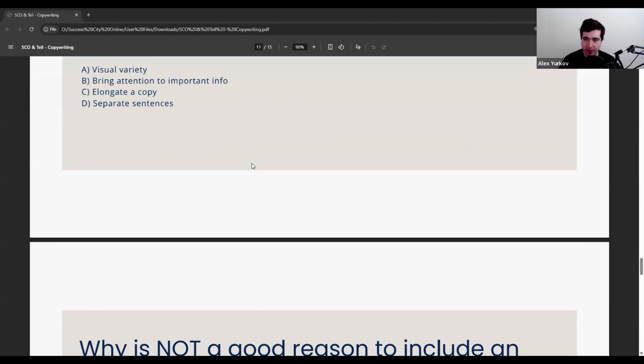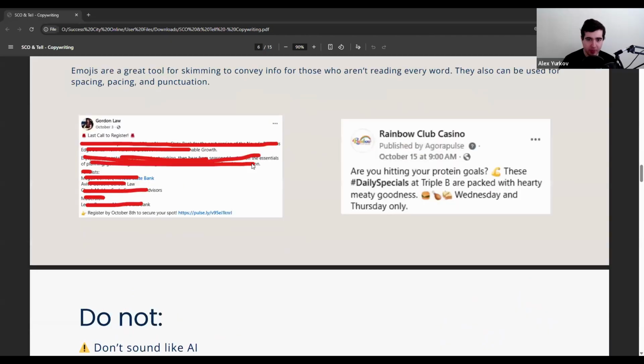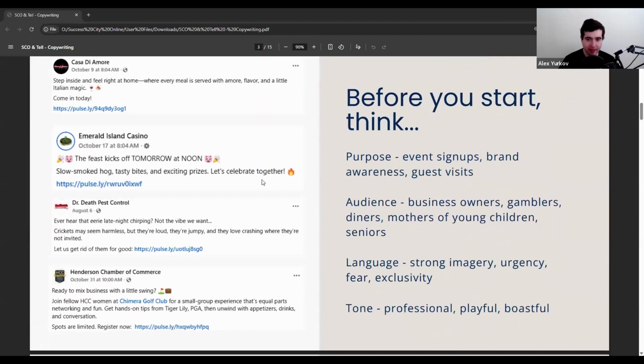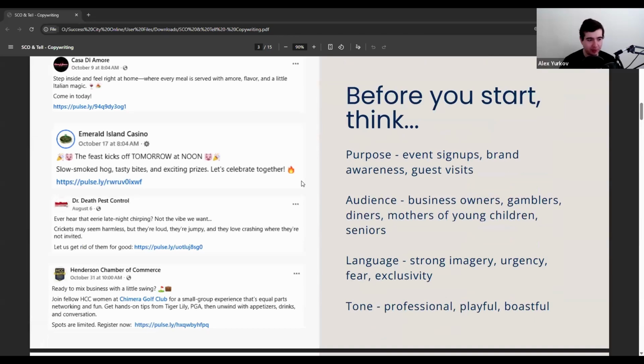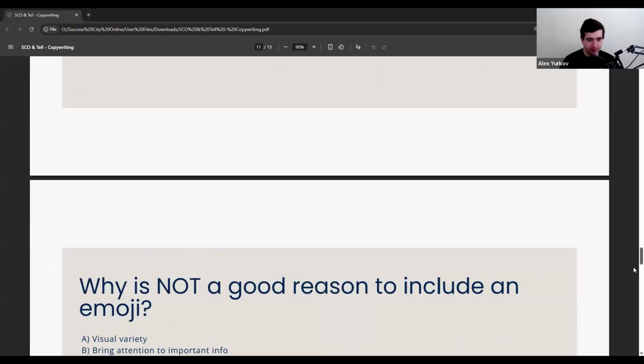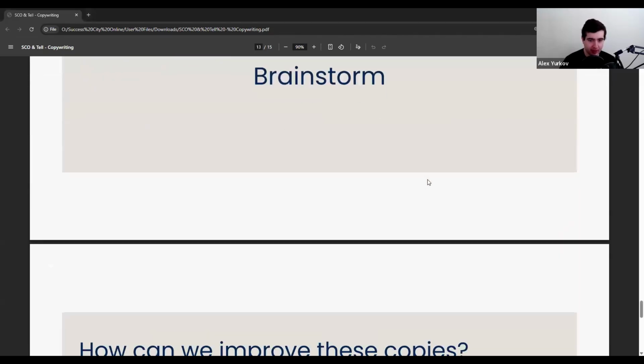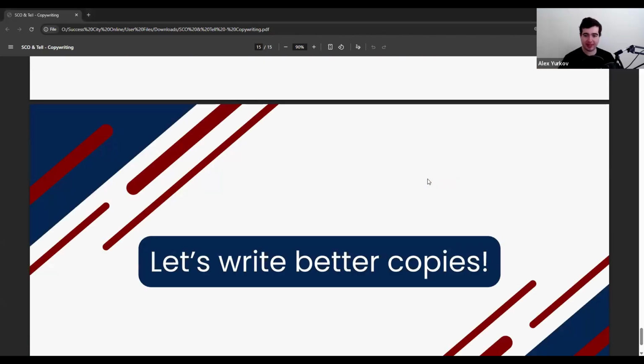I would go back to this hook page from earlier and consider all of these things. That post didn't quite consider any of them: purpose, audience, language, or tone. So perfect. I think that was the end.